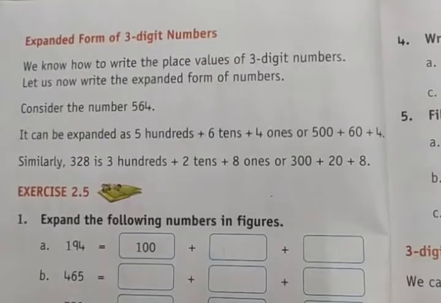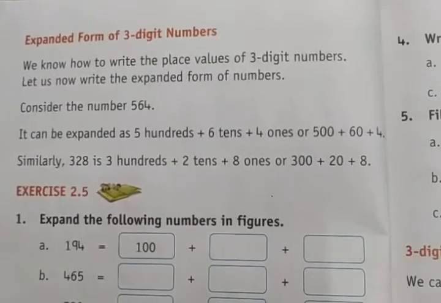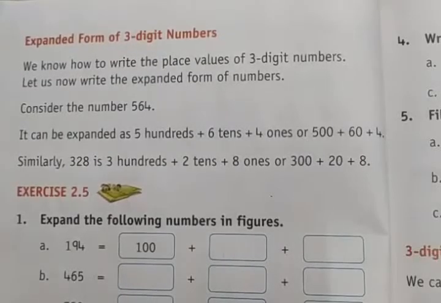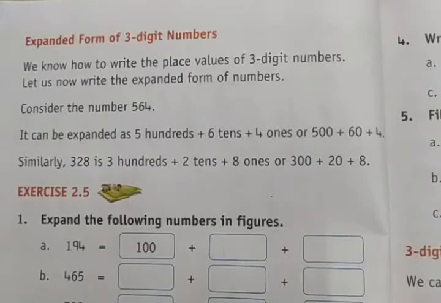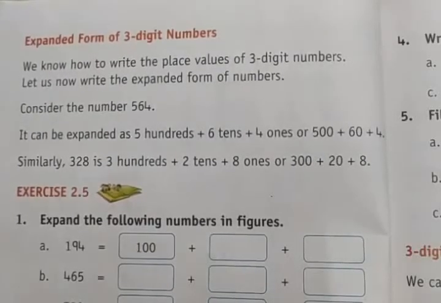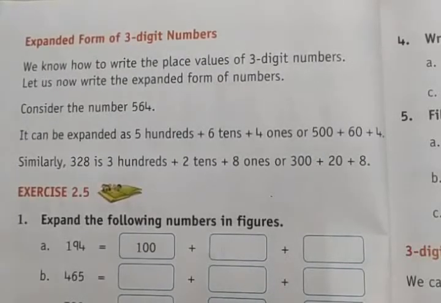So how do we expand 2-digit numbers? The expanded form of 14 is equal to 10 plus 4, right? For example, 53 is 50 plus 3. 92 is 90 plus 2. 74 is 70 plus 4. 78 is 70 plus 8. Like this we used to expand.